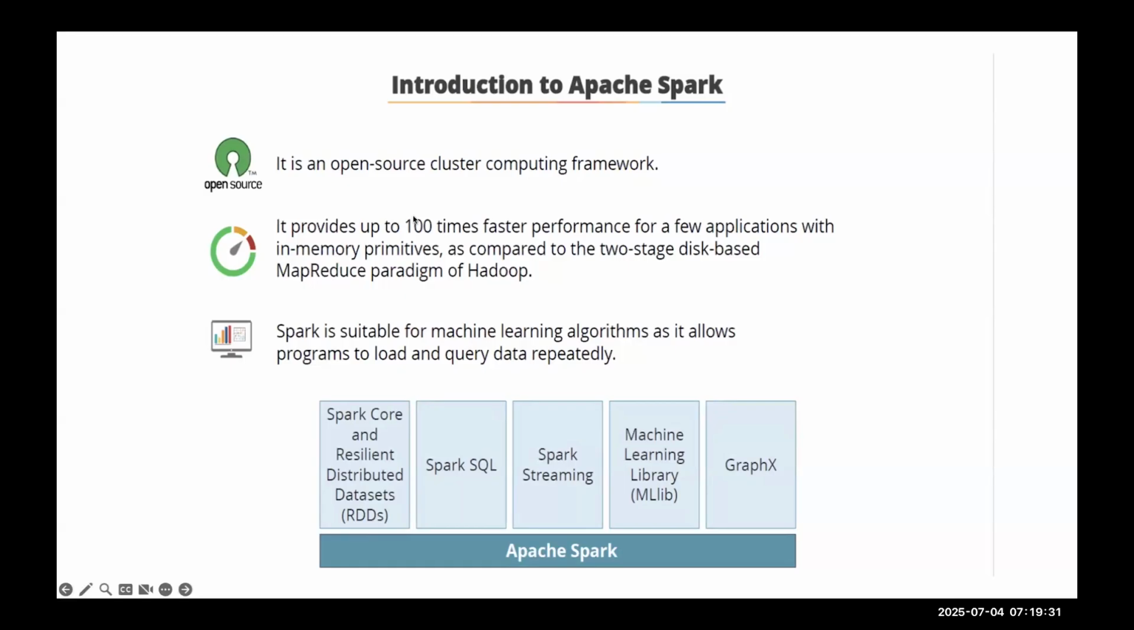Spark gives 100 times faster performance compared to MapReduce because of in-memory processing. If you do anything in memory, we have RAM, right?